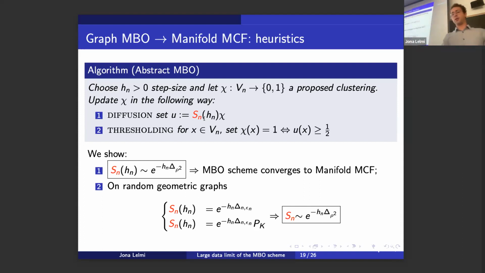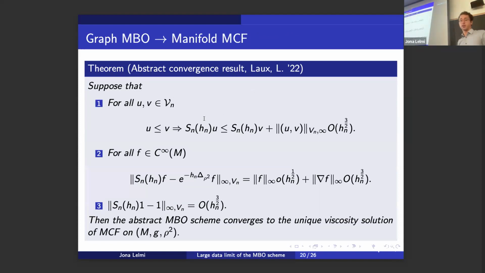So let me just go a bit more in detail about what I mean by these two steps. The first step is this one. When I say S_n has to be close enough to the manifold heat kernel, I mean these three conditions. The first condition says that the operator S_n should satisfy the comparison principle up to an error of order h to the 3/2.